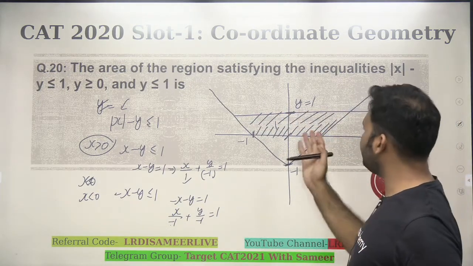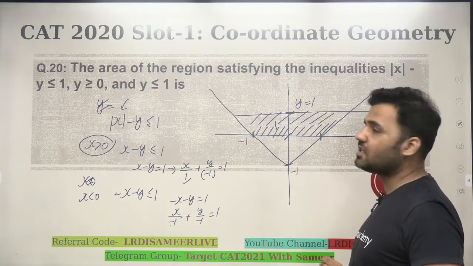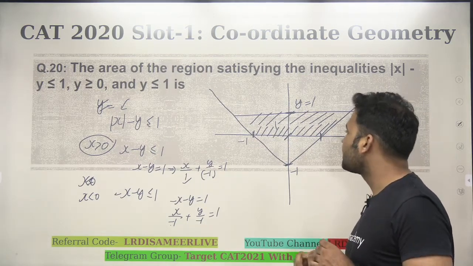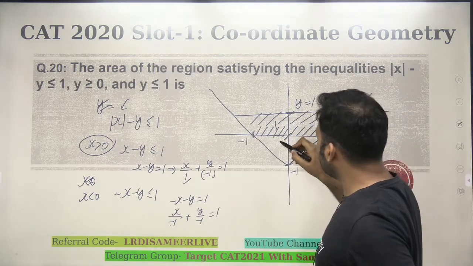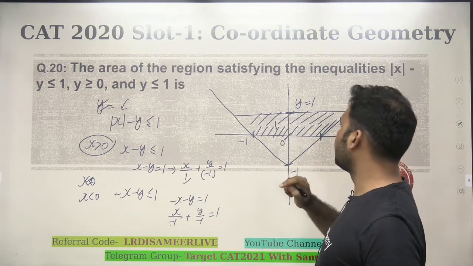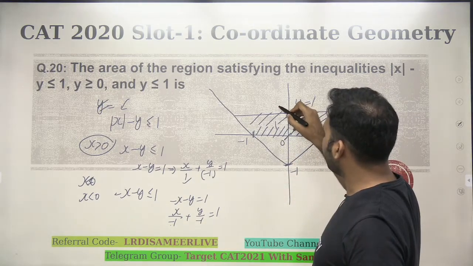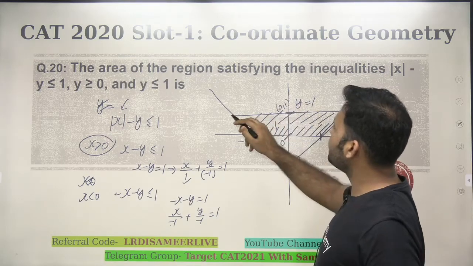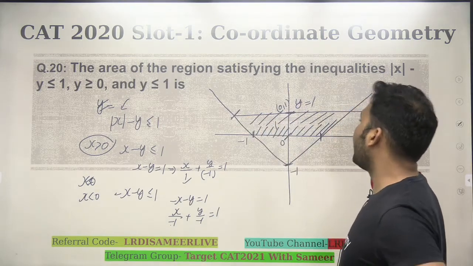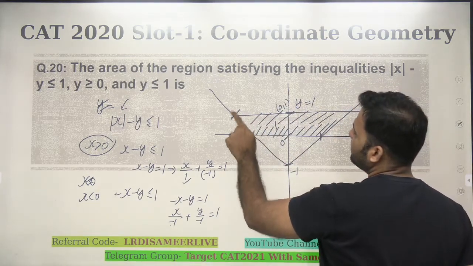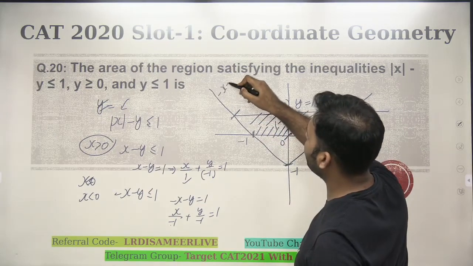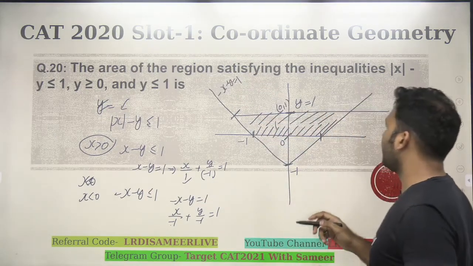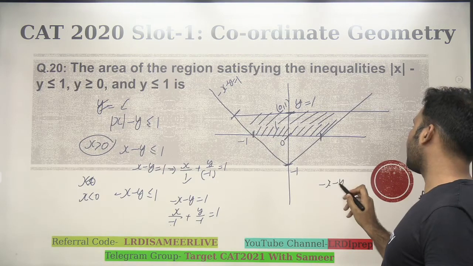Now you see that this is a trapezium. This is a trapezium. And you can answer this question quite easily. This is 0 and this is x 0, y 1. I just need to find out this point. And this is the intersection of y is equal to 1 and minus x minus y is equal to 1. Now guys, minus x minus y is equal to 1.